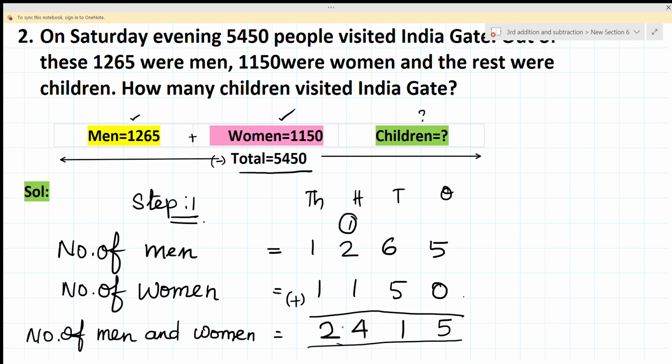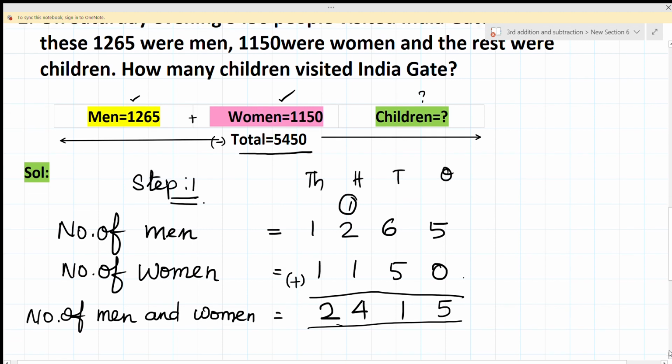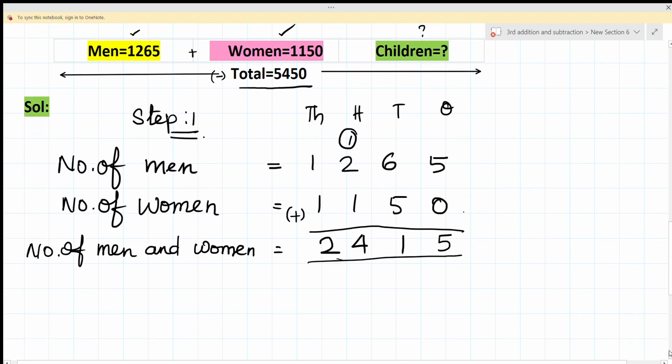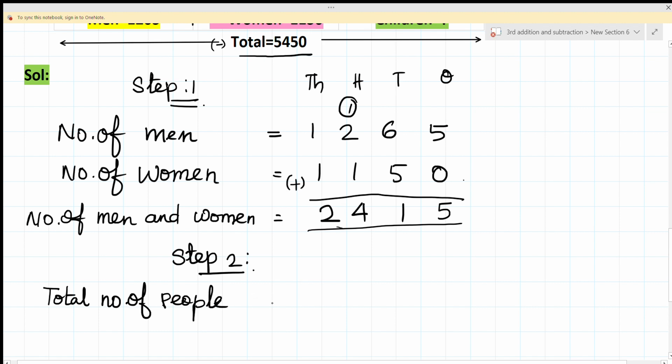We want to find the number of children. So from the total number of people visited, if you subtract the number of men and women, you will get the number of children. Now let us do step 2. First, we have to write the total number of people visited. So, how many people were visited?